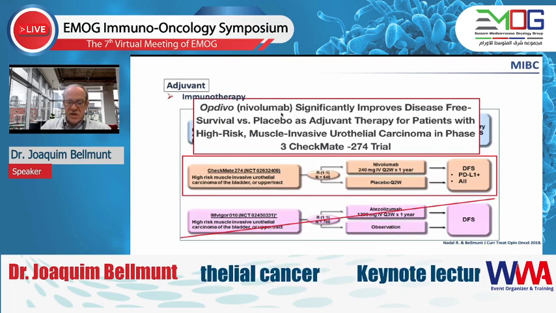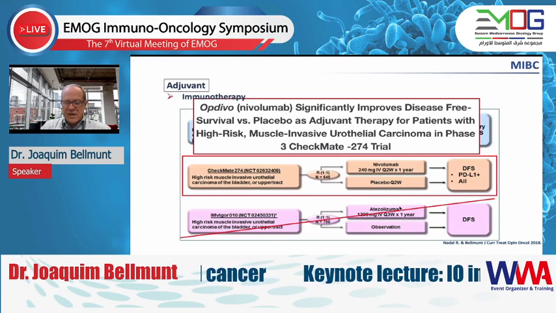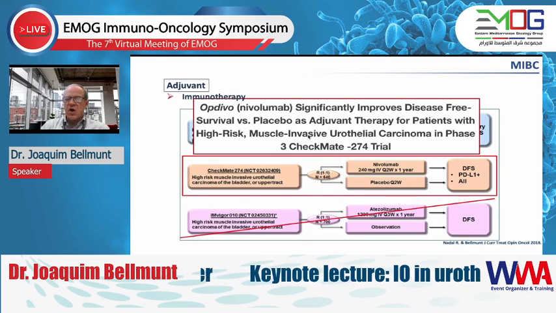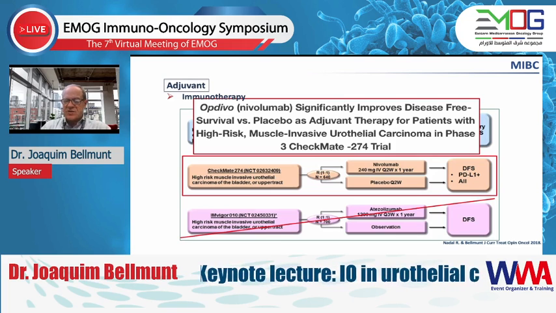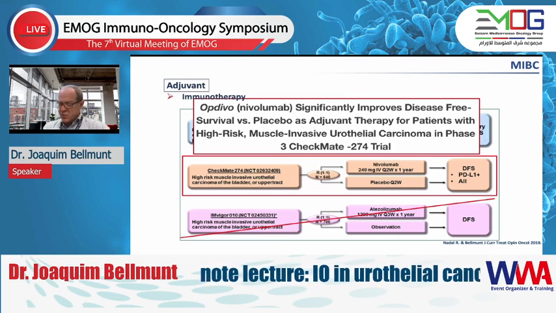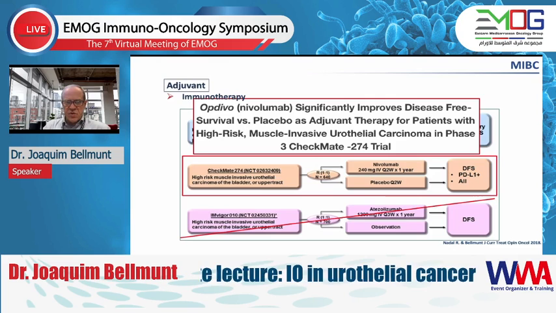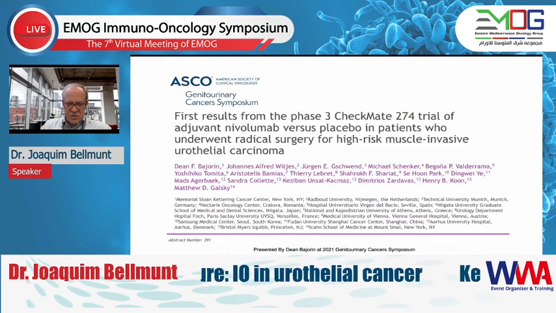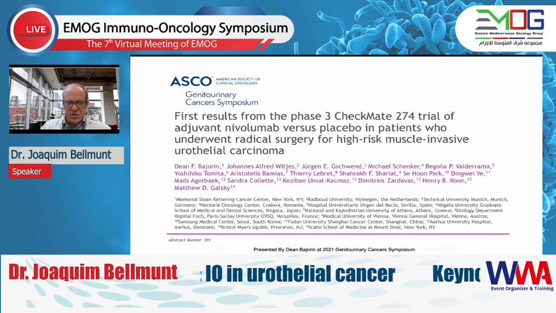So now what we see here, this is accruing, the Ambassador, the IMvigor010 negative trial, and we saw at ASCO GU the results of the CheckMate 274 trial that is similar to atezolizumab, the IMvigor010. Patients were randomized after surgery to receive nivolumab versus placebo. Here is the slide that was presented by Dean Bajorin at ASCO GU.